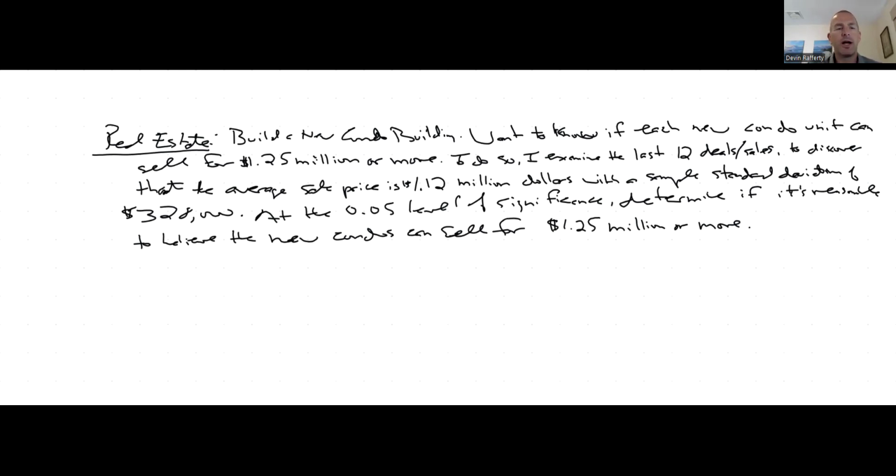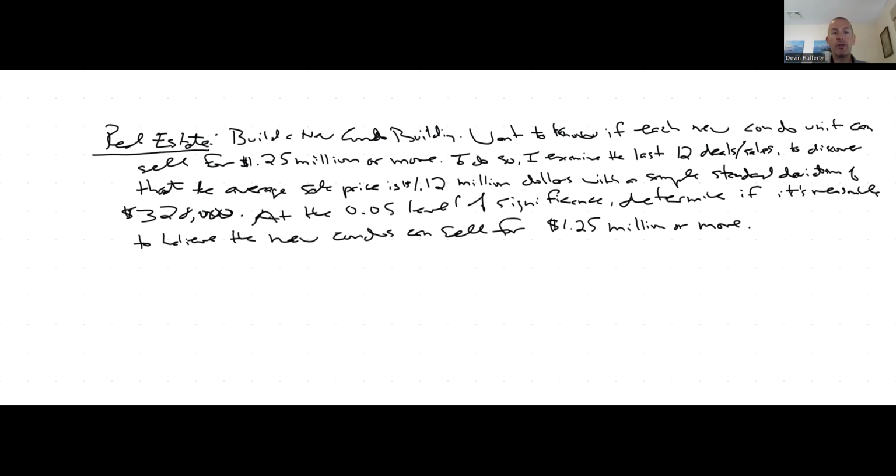We want to know if each one of these new condos can sell for $1.25 million or more. So to do so, I'm looking at the last 12 deals or sales in the area, the comps, right? The last 12 condo deals or sales in the area with similar bedroom, bathroom setups, to discover that the average sale price of the last 12 deals is $1.12 million with a sample standard deviation of $328,000. At the 0.05 level of significance, I then want to determine whether it's reasonable to believe the new condos can sell for $1.25 million or more.